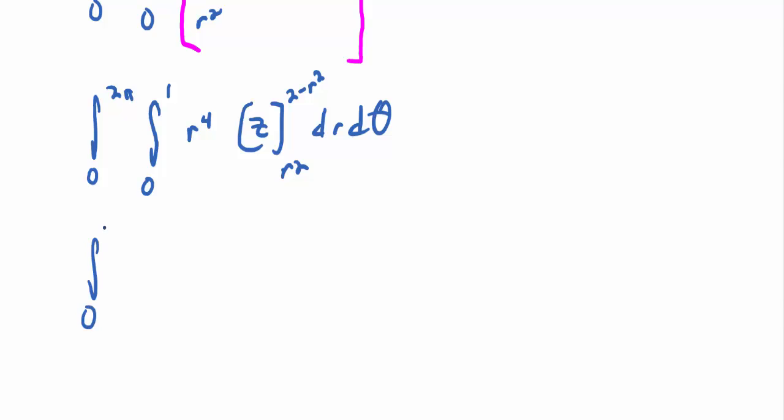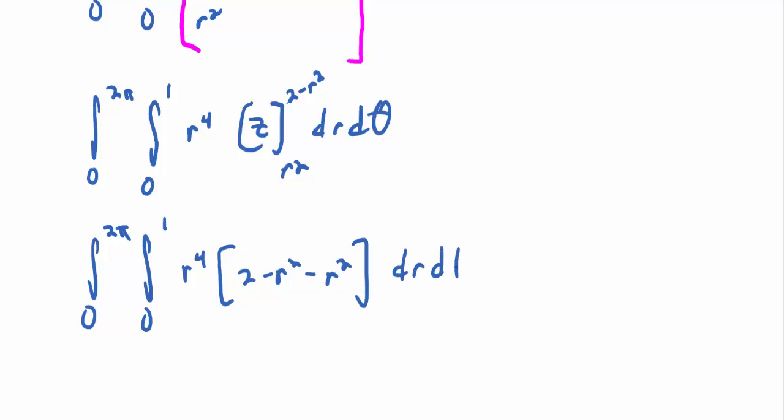So we get the integral from 0 to 2 pi, integral 0 to 1, r to the fourth. What do we get inside the brackets? The evaluation brackets, I like to call them. So we're going to have 2 minus r squared, and then minus just r squared. Okay, yeah, so 2 minus 2r squared, and then dr d theta. So this becomes 2 minus 2r squared. Whoops. Does everybody agree with that?